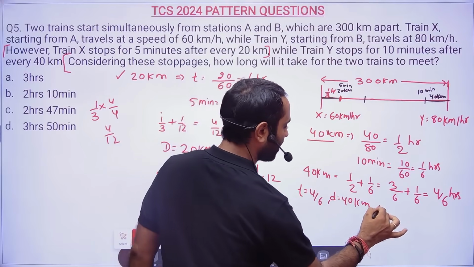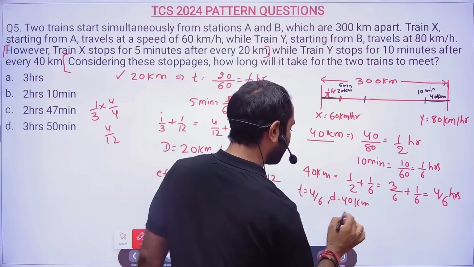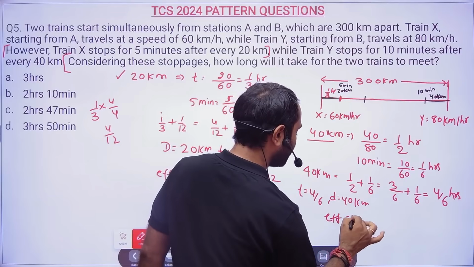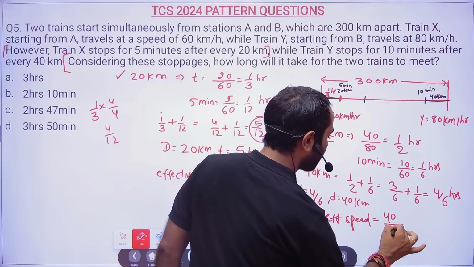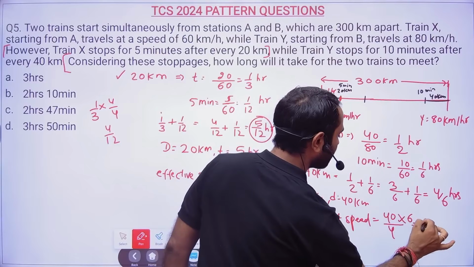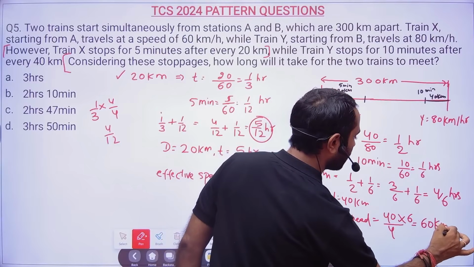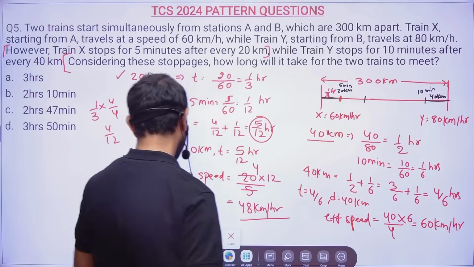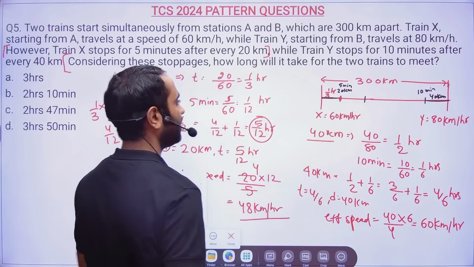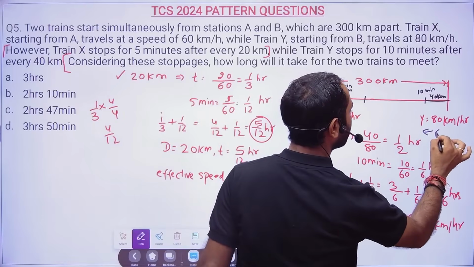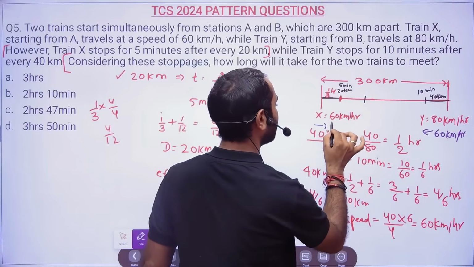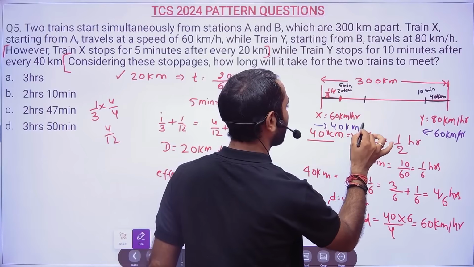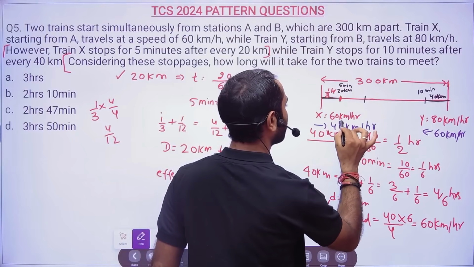So the effective speed will become distance 40 divided by time 4/6. So it will be nothing but 60 kilometers per hour, right? Okay. So basically my effective speed here will be 60 kilometers per hour. Okay. And because of this stoppage, here it will be 48 kilometers per hour, right?